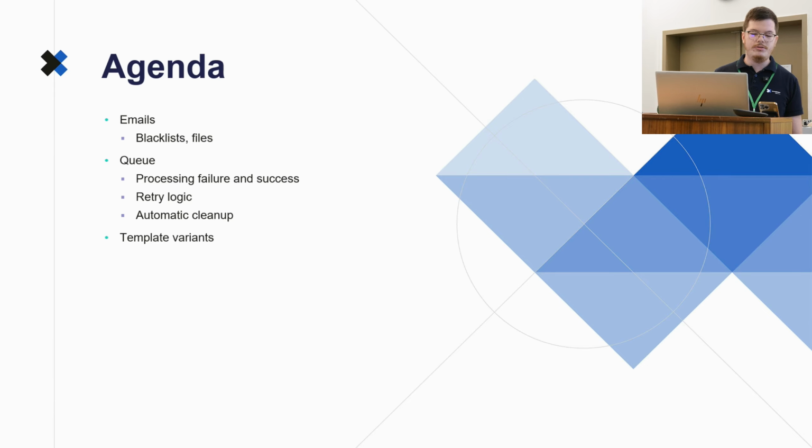Here's what we will cover today. First, we'll take a look how we work with the emails, blacklists, and files. Then we will take a look how emails are queued, processed, and how our retry logic works. And we will also visit automatic cleanup with configurable retention, and finally how template variants fit in the whole process.